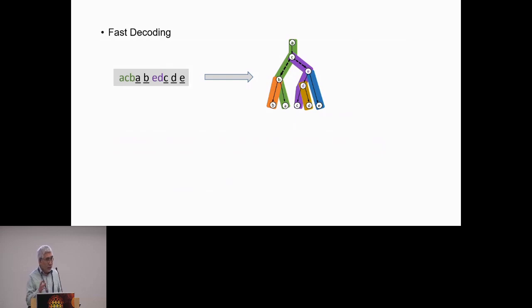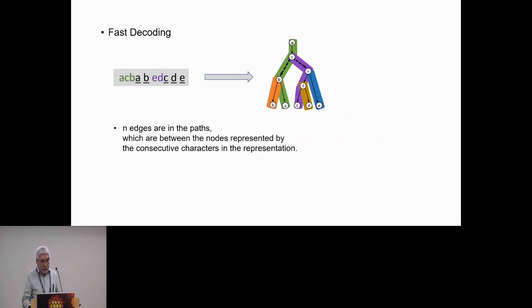This is how to decode the tree structure from the representation. Basically, for each internal node, there are two outgoing edges. From the C on the top, there are CB and CE. The CB edge is within the path. Therefore, if we read the string from left to right, we can get this edge directly.